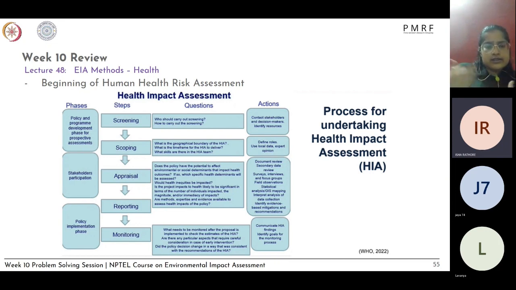And then the last step is monitoring. So what needs to be monitored after the proposal is implemented, and are there particular aspects which require careful consideration in case of early intervention, and did the policy decision change in a way that was consistent with the recommendations of the health impact assessment. And then you communicate these health impact findings and identify goals for the monitoring process. This is the health impact assessment process.